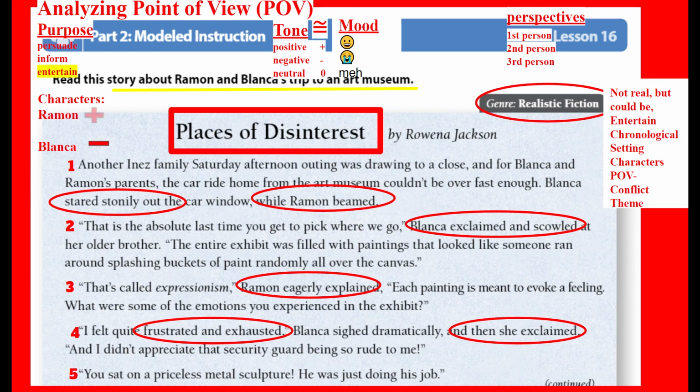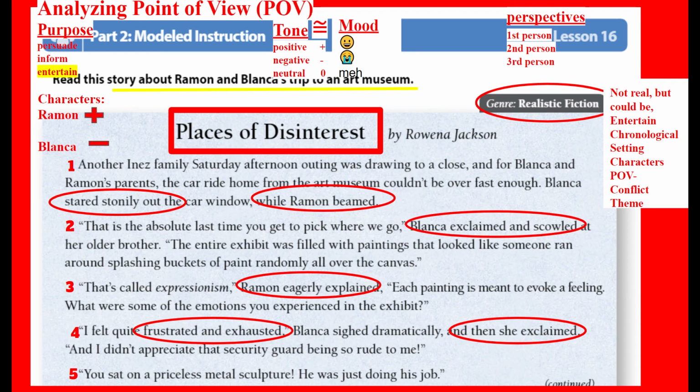Okay, so next, oh, and it's a little bit ahead there. So, based on what we know about Blanca and her actions and emotions, would you say the tone that is with her in the text is positive or negative for Blanca? I would say probably kind of negative, right? So we know she's staring stonily, she's scowling, and she says she feels frustrated and exhausted. That all has negative tone surrounding it, right? So out beside Blanca's name underneath my character list, I'm gonna put a negative sign for negative tone.